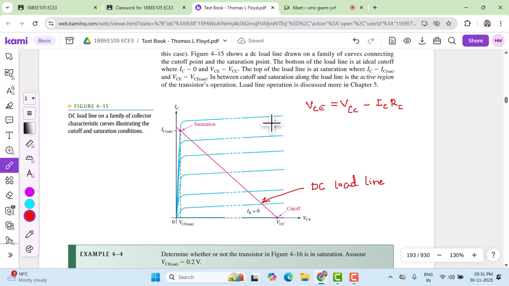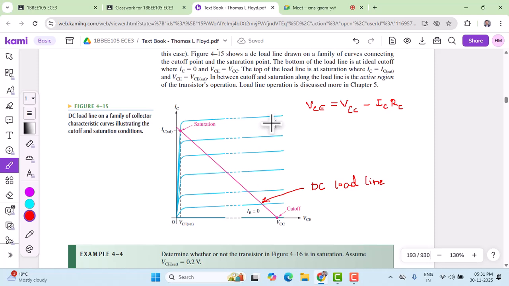The voltage drop across RC can be estimated, VRC. Once we know the IC value, the product of IC and RC can be estimated, and we can estimate what is the voltage drop across RC. ICRC is the voltage drop across RC. That gives us voltage drop as 19.5 volts.